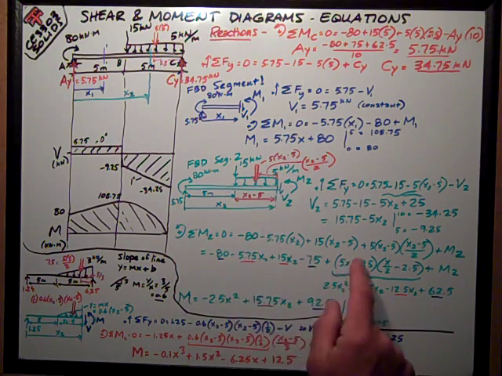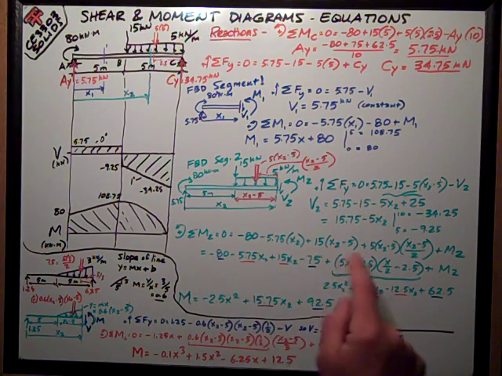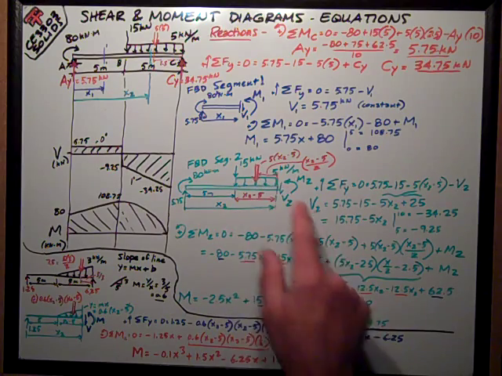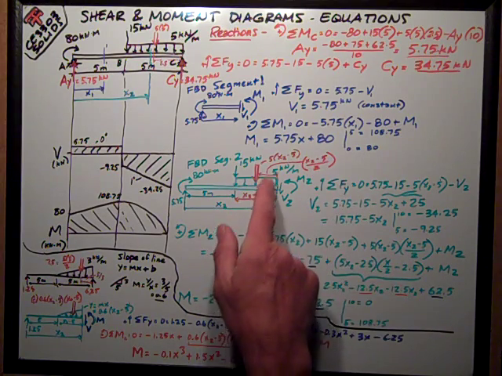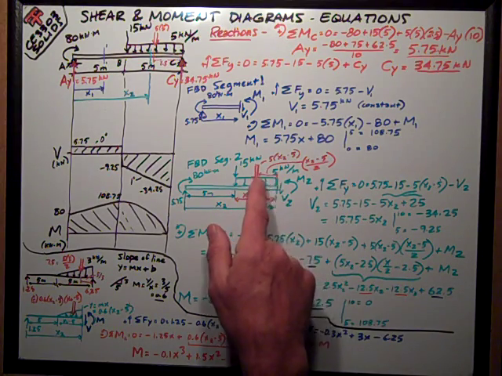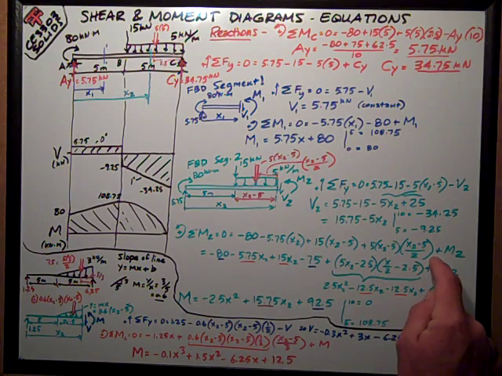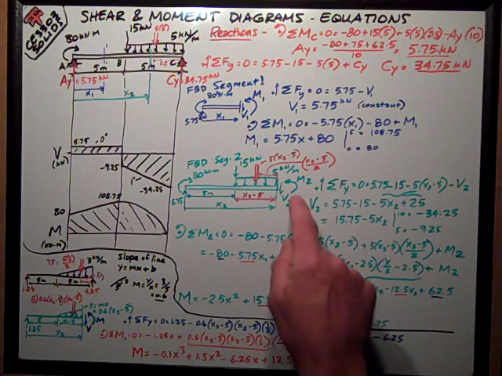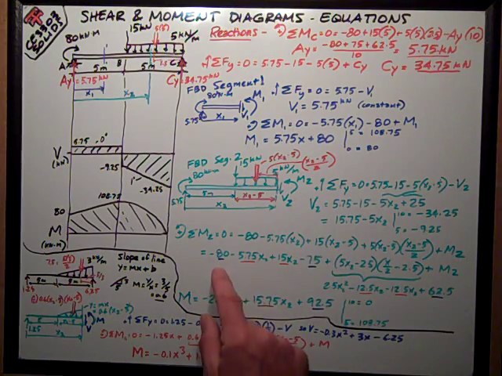Now I get to the really fun part, my distributed load, whose magnitude is 5 times x2 minus 5, this quantity right here. Its moment arm is, I say, half the distance, (x2 minus 5) over 2. So now I'm going to get a quadratic, and the last moment I have is my internal moment M2.